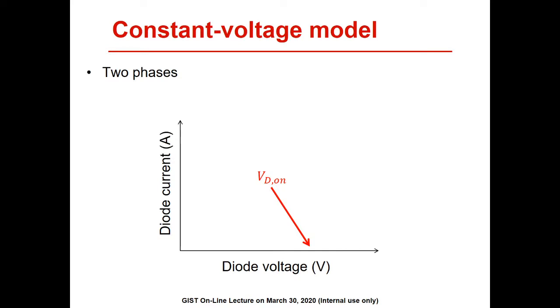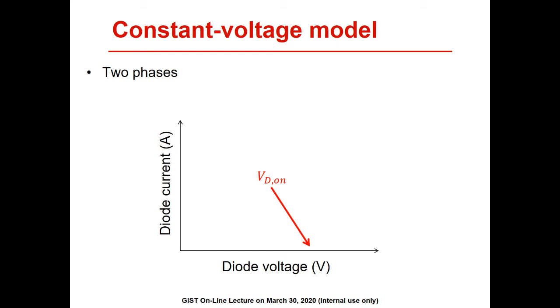Inspired by the previous observation, we can introduce a constant voltage model for the diode. In this model, we have two phases. These two phases are separated by a constant voltage. In Razavi's textbook, it is denoted V_D,on. Its value depends on the diode and the current level. Anyway, it is usually in a range from 0.7 volt to 0.8 volt.